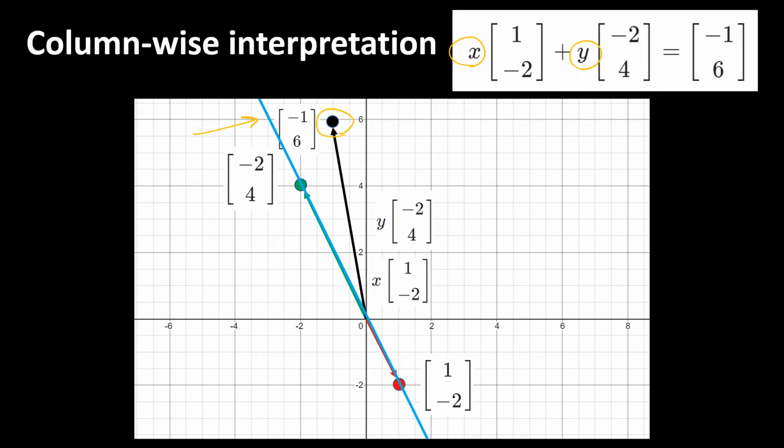This is because the coefficient vectors, this one and this one, are linearly dependent and define this blue line. No matter what multiplier we pick, we cannot get to this black point -1, 6, which is not on this blue line.